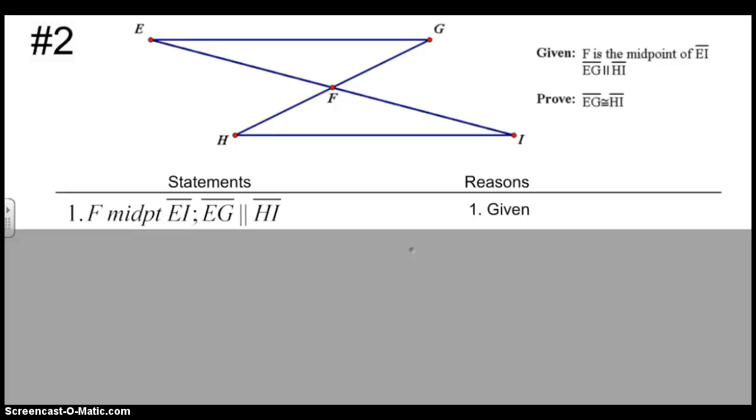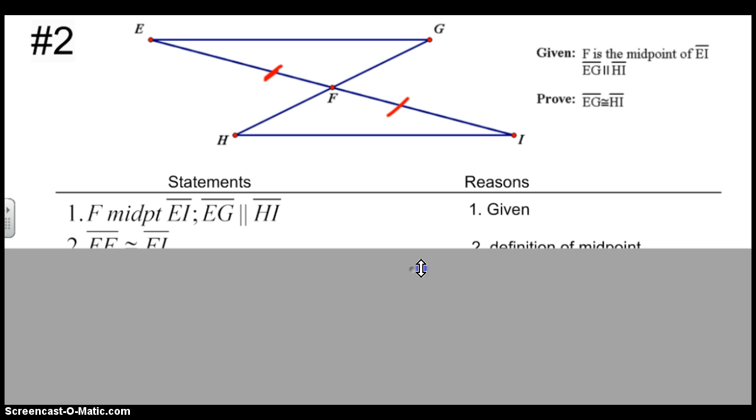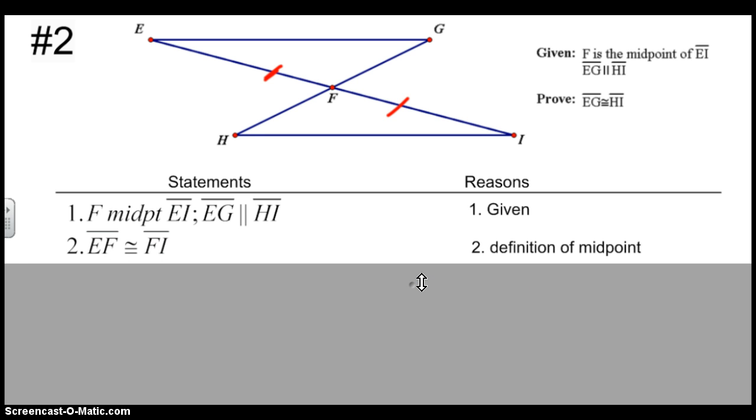All right, so we're told that F is the midpoint of segment EI, right? And as soon as you read a given, you should think about what that means to you in the proof. How would you mark it in the figure? Well, if I'm told that F is the midpoint of EI, then I know that segment EF is congruent to segment FI. That's what we should be writing as our next statement. Segment EF is congruent to segment FI by the definition of a midpoint.